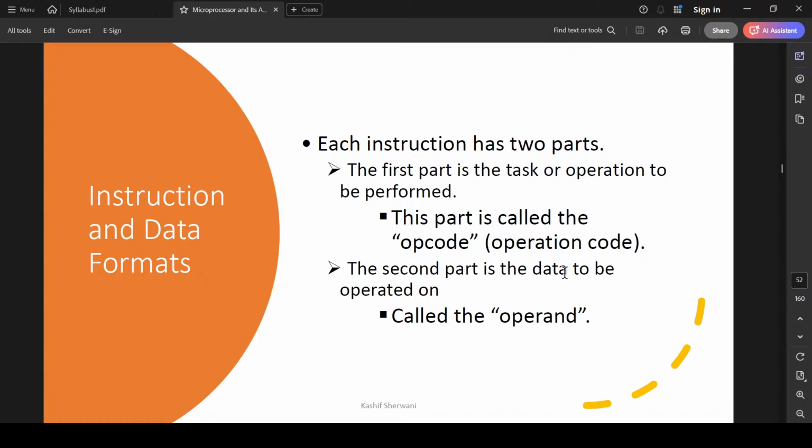So now each instruction and data formats, let's see. Each instruction has two parts. The first part is the task it has to do, the task the microprocessor has to do. The first part is the task or operation to be performed. This part is called opcode. Guys, remember, an instruction has two parts.